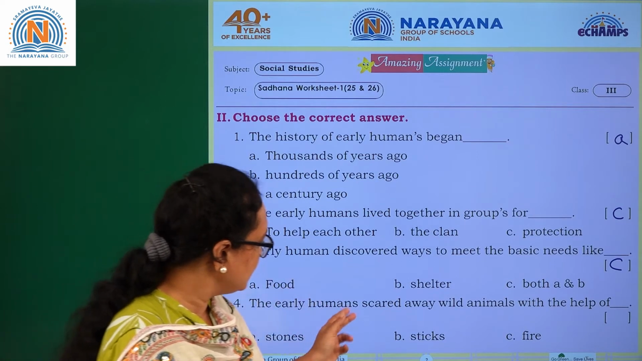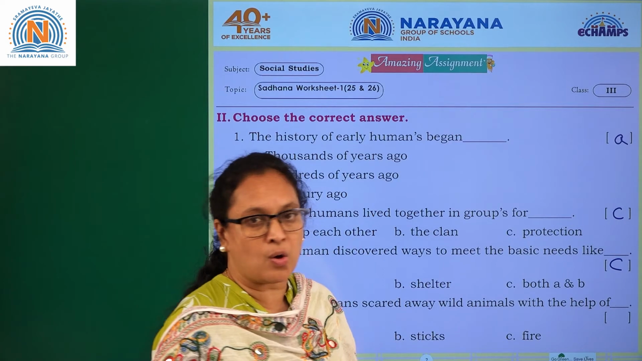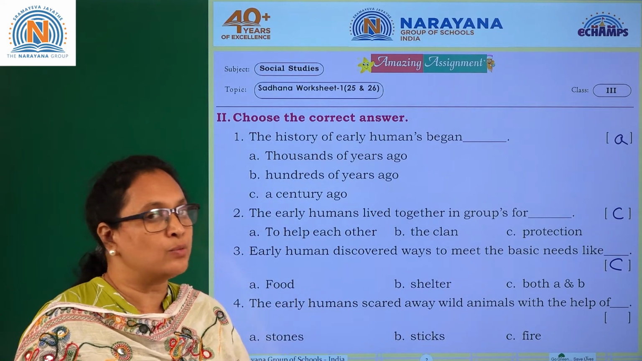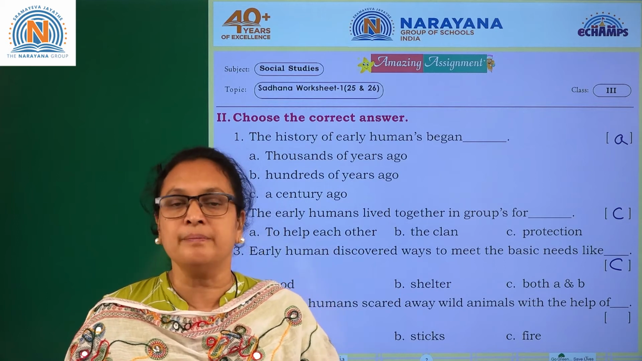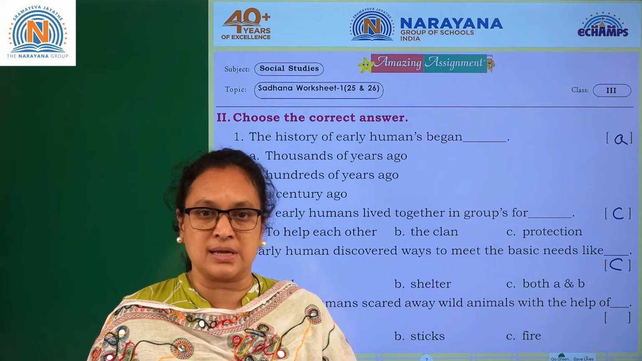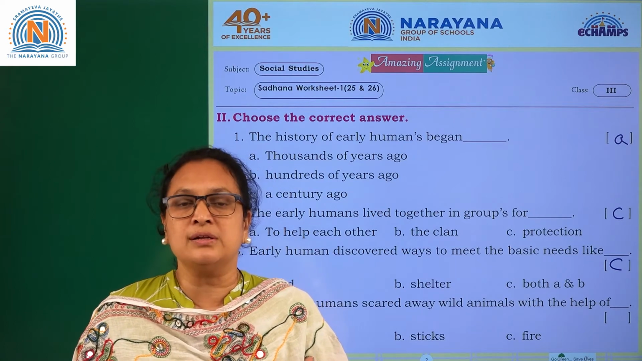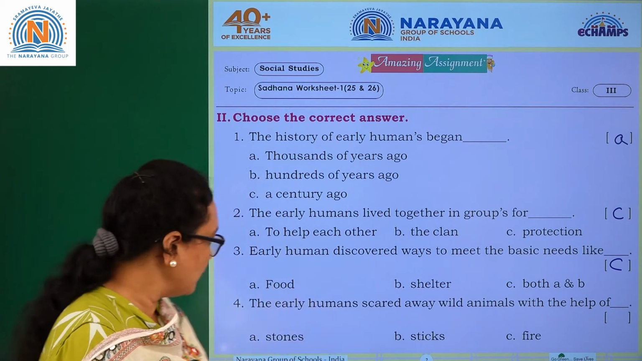The early humans scared away wild animals with the help of, you know, when the fire was discovered, that is something they accidentally invented, the fire. So fire helped them to protect from the wild animals, and they used to feel warm also under the shelter nearby the fire. So what is the option here?